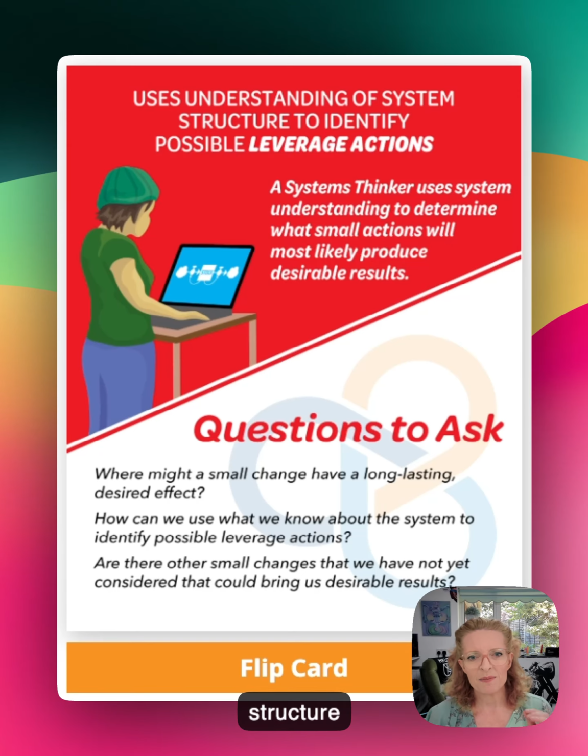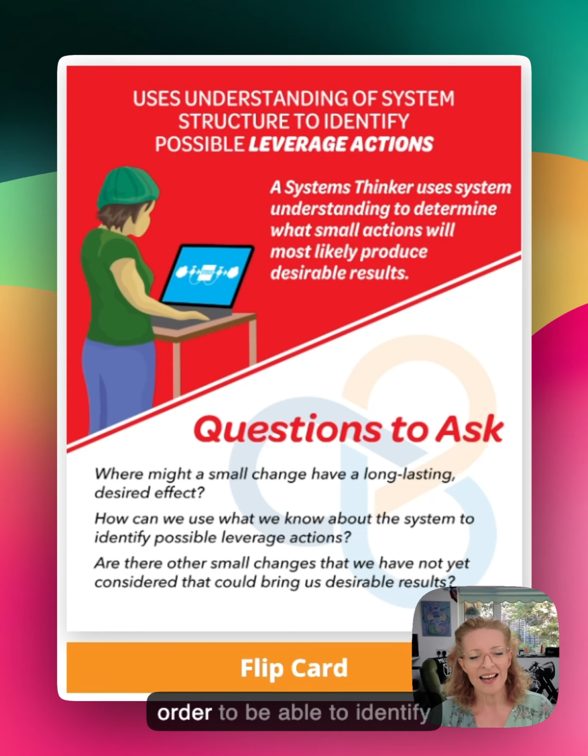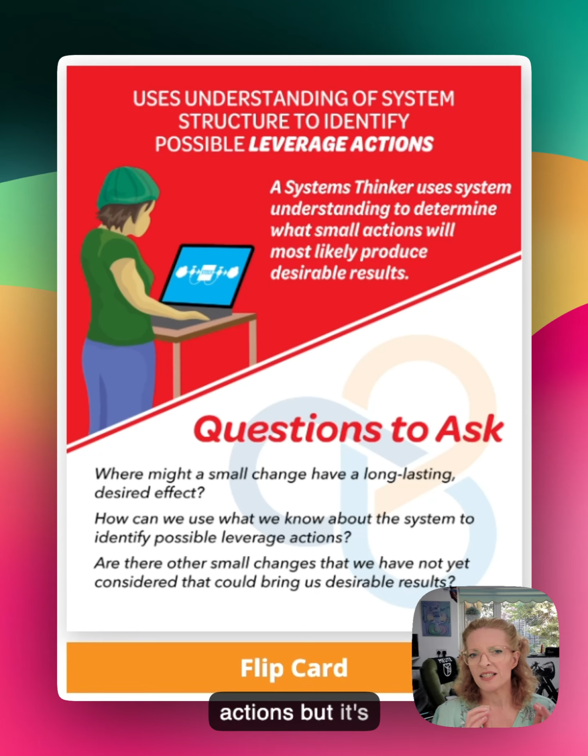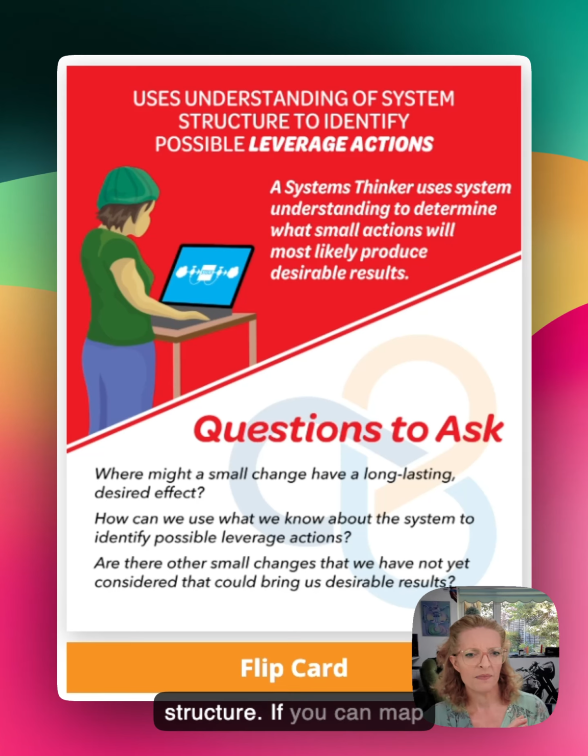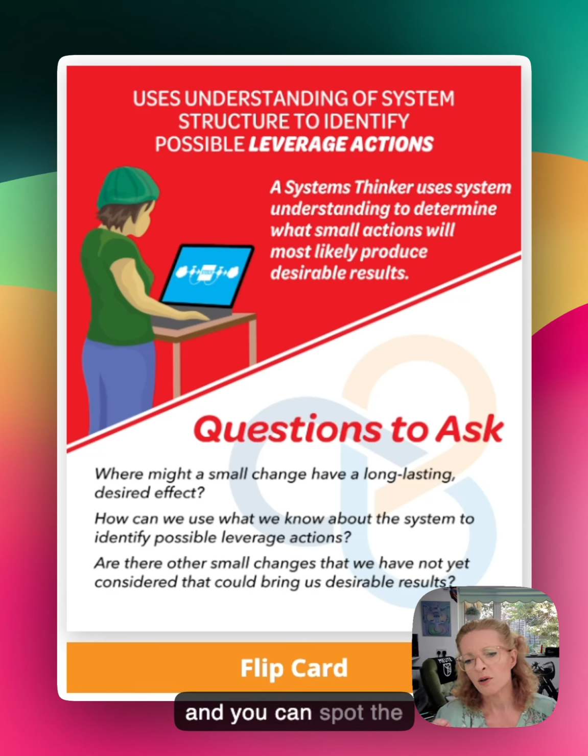So understanding system structure in order to be able to identify possible leverage actions. This is two things. This is identifying leverage actions, but it's understanding system structure. If you can map out your system, you can understand the structure and you can spot the easiest leverage actions to make a difference to your situation.